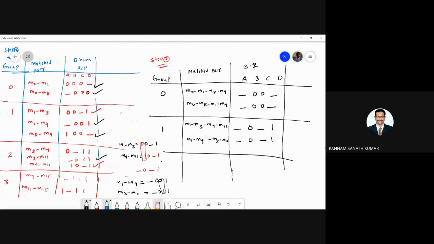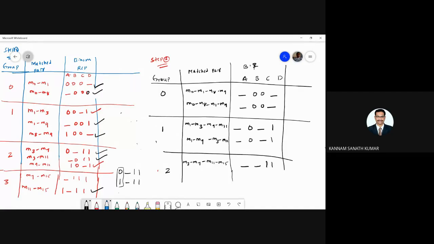Similarly, I am writing. So in rough work, you have to match all these things. Okay, in rough work. And in group two, it will match M3, M7, M11, M15. Okay, so M3, M7 is what? 0 dash 1 1 and 1 dash 1 1. So it is differ by this position. So you can write dash dash 1 1.